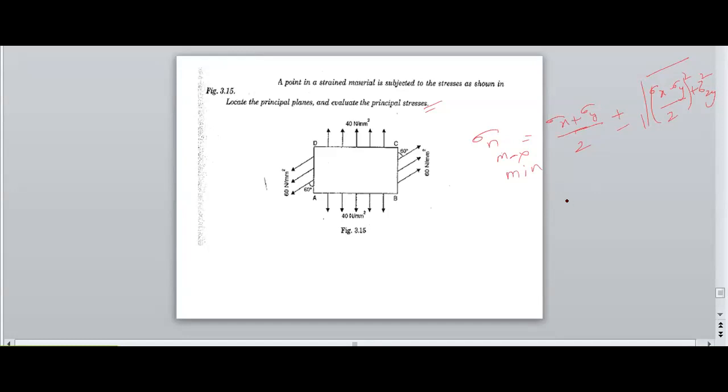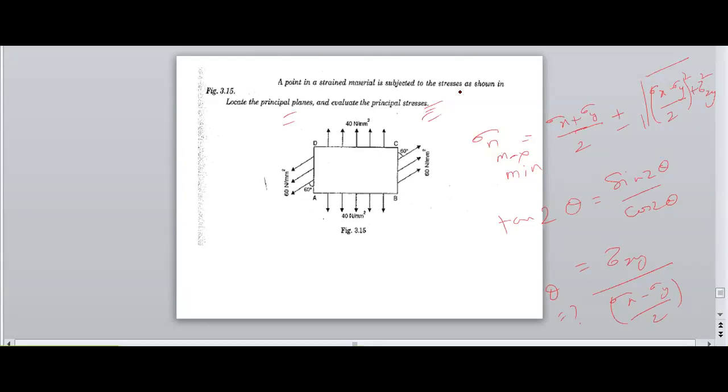We need to find the angle theta by using tan 2 theta, which we derived in the previous classes. That is the analytical method.